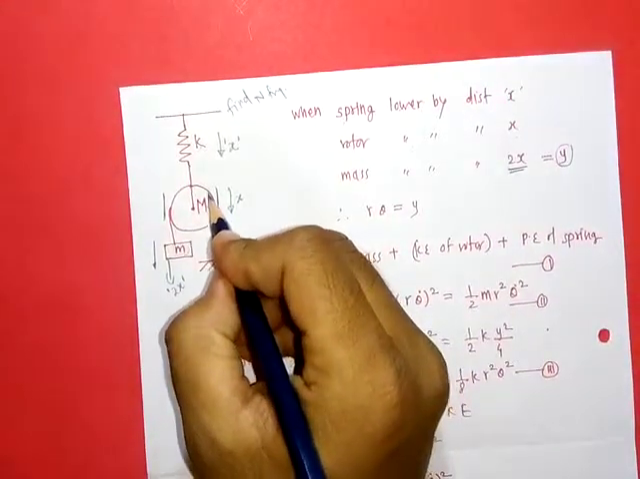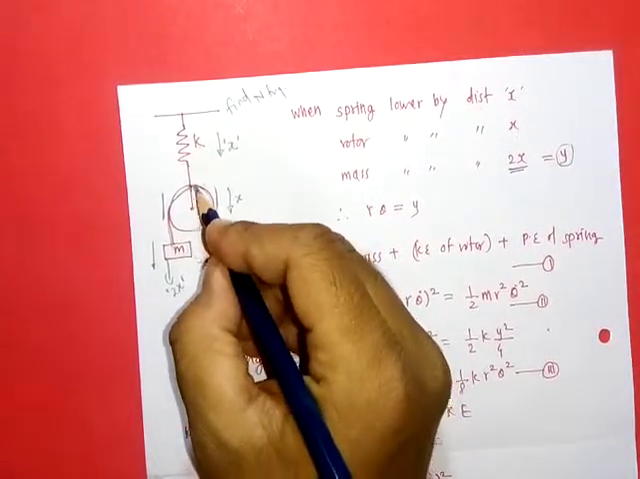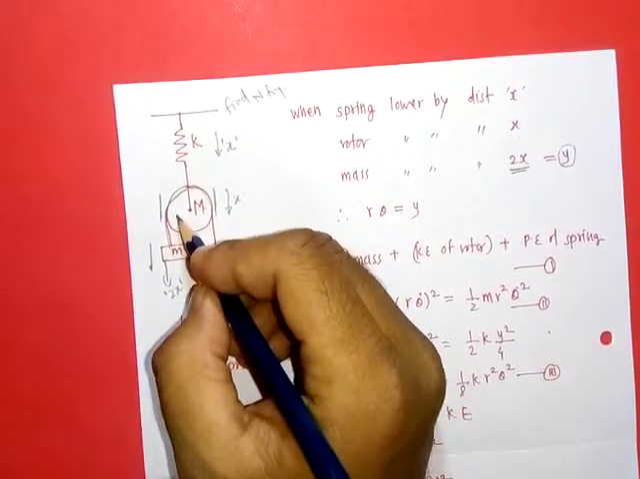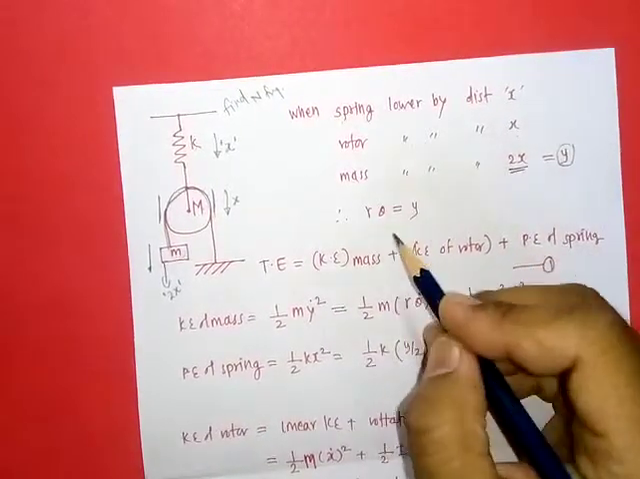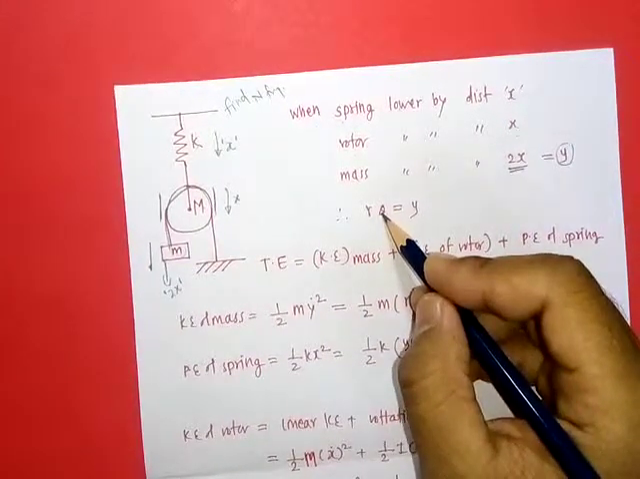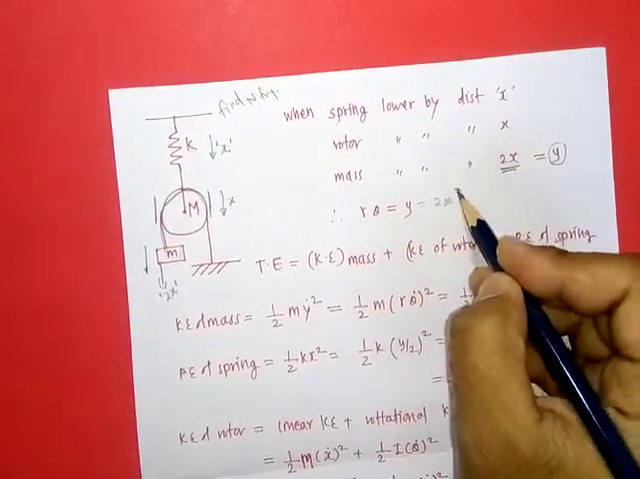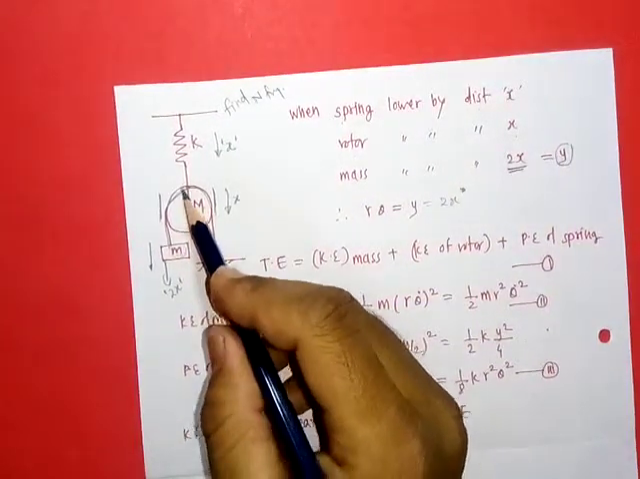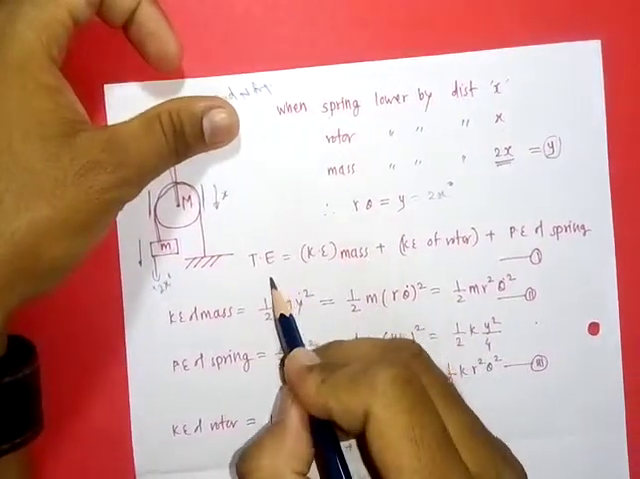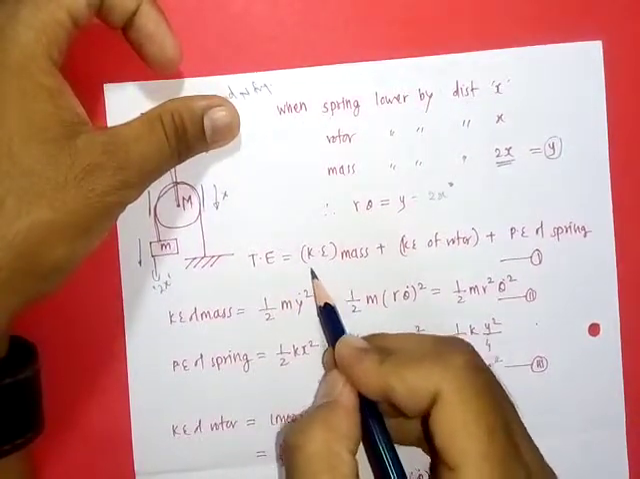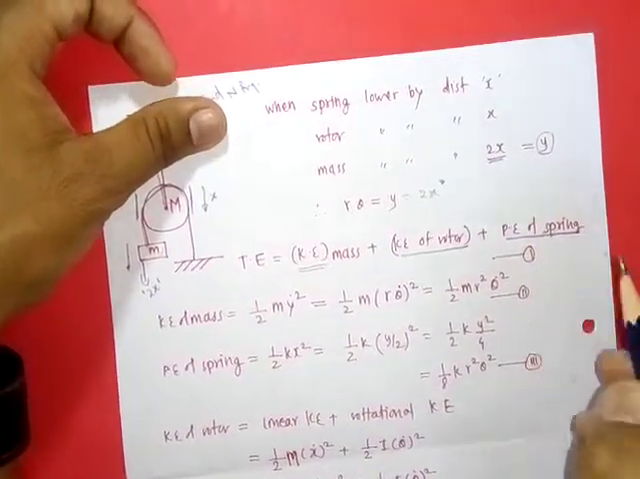So here the total length passed over is y. That means the rotor is rotated, and the subtended arc is equal to 2x, and it is equal to y. So the arc subtended at the rotor center will be r theta is equal to y is equal to 2x. This is important. Here the mass is performing both linear motion and rotary motion. The total energy of the spring-mass system is the kinetic energy of the mass, the kinetic energy of the rotor, and the potential energy of the spring, as it is.